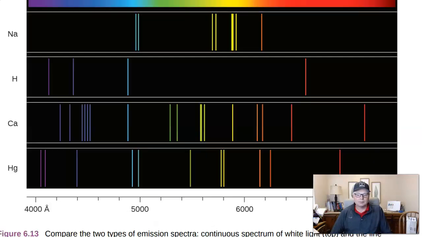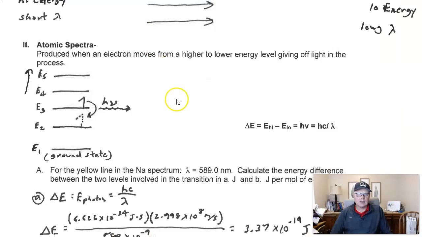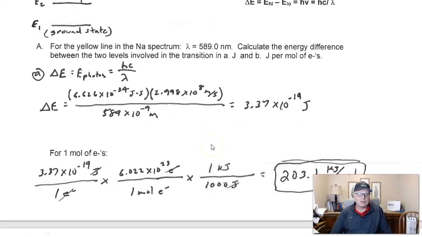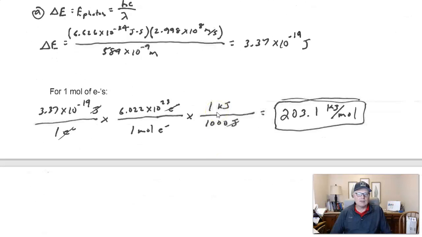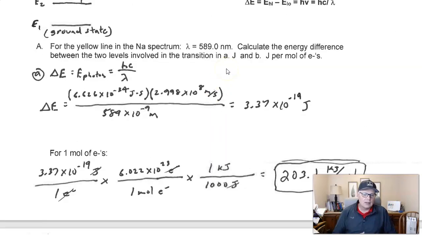Okay, well, let's take a look at sodium, for example. Sodium's a nice simple spectrum here. Here is a yellow line somewhere around 589. That's this little guy right here, probably. For that yellow line in that sodium spectrum, calculate the energy difference between the two energy levels involved in joules. And just for fun, let's go ahead and calculate it in joules per mole of electrons as well.